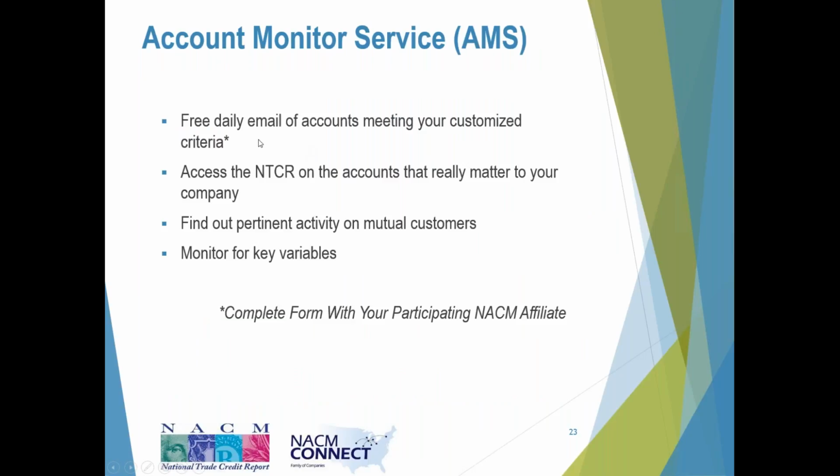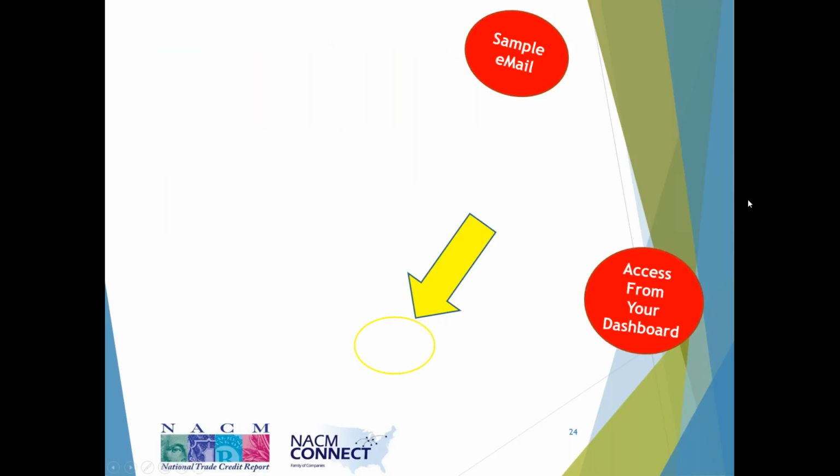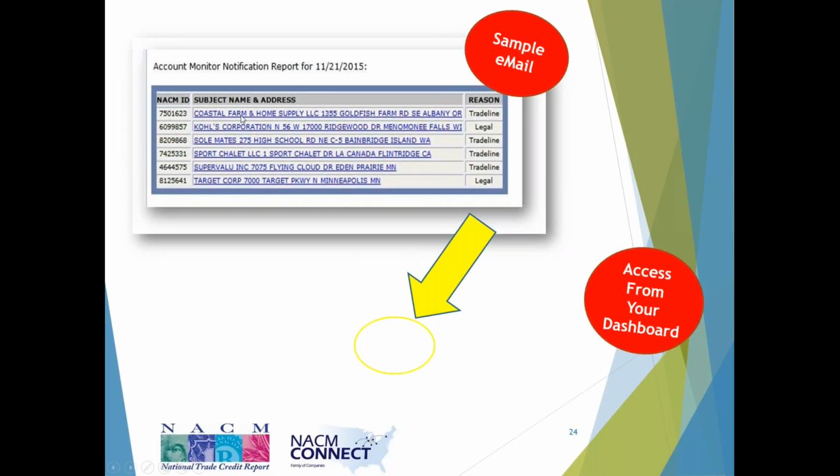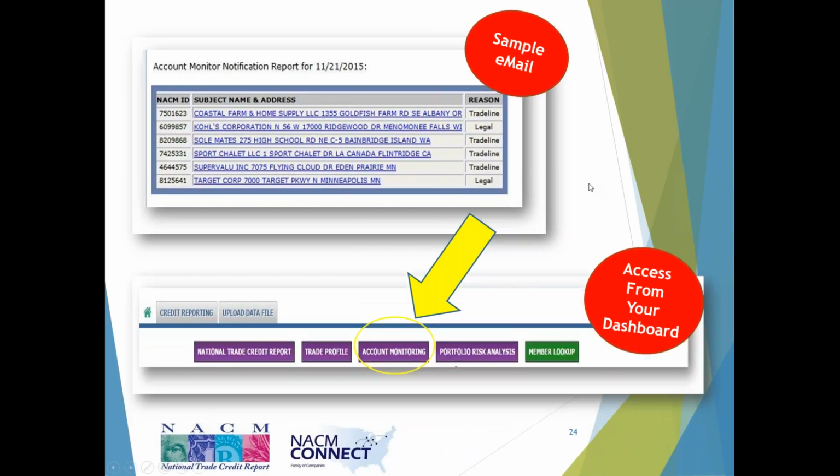Account monitoring service, you know, it's free. You can have it sent out to as many people as you would like to have set up to receive the notices. It can be a really great tool for keeping you informed of different changes that are occurring. Here's basically the email that you would receive. These are the different companies that have changed, and the reason. Here's a trade line, maybe like that example I mentioned of $10,000 or more, 60 days beyond terms. Or maybe there's a judgment against them for legal reasons. To access that, once you sign up with the program, you would have a box here that says account monitoring, where you can go in and check this information.